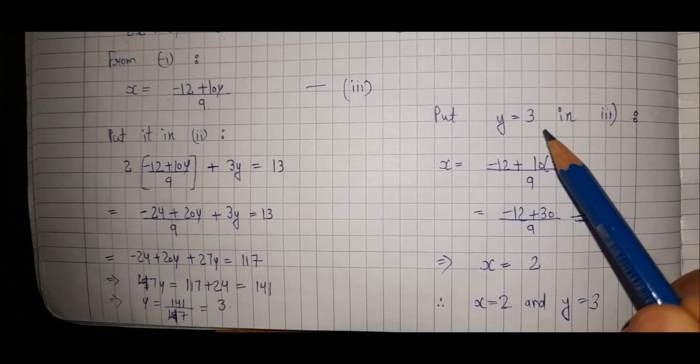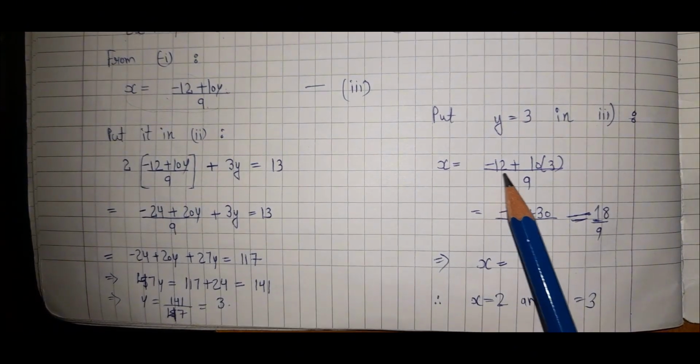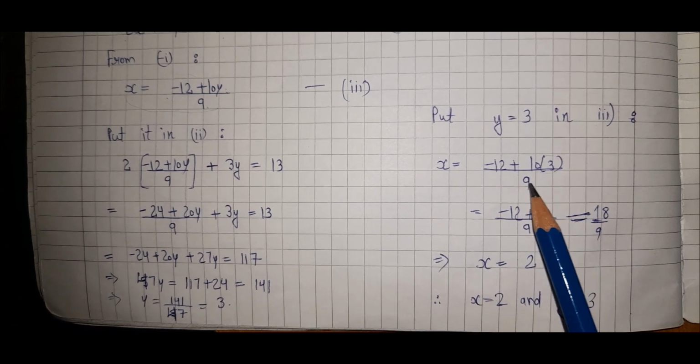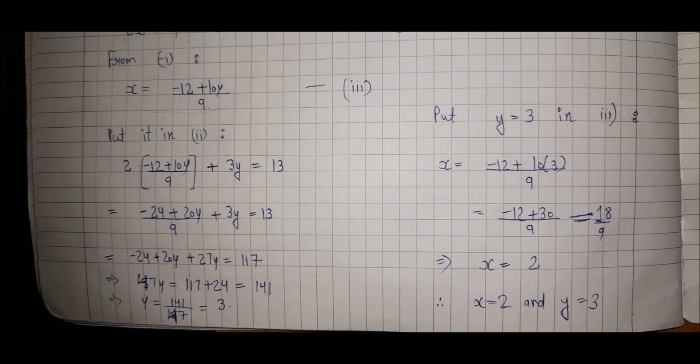Now put y is equal to 3 in the third equation. So we will get x is equal to (-12 + 10 × 3)/9. After solving, we will get x is equal to 2. Therefore, x is 2 and y is 3.